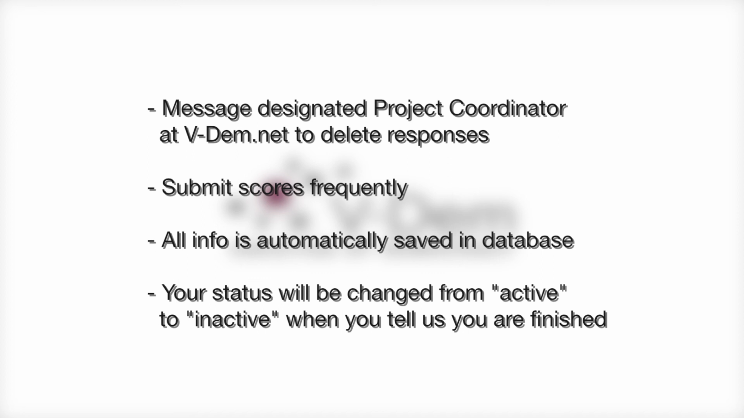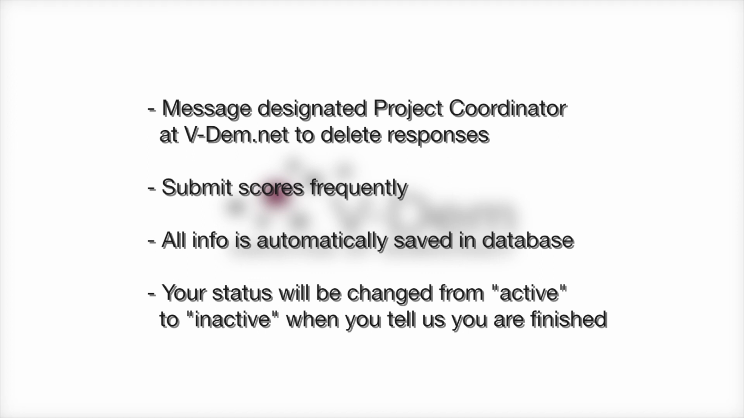When you start a new session, log in as before, click on the Begin or Resume Coding tab, and select the survey on which you wish to work. All the scores you submitted earlier should appear in the grid. You may either add new scores or revise ones that you've entered in the previous session. You can modify any information you have entered into a survey as long as we have your listed status as active. When you tell us that you are finished, we will change your status to inactive, and you will no longer be able to access your surveys.